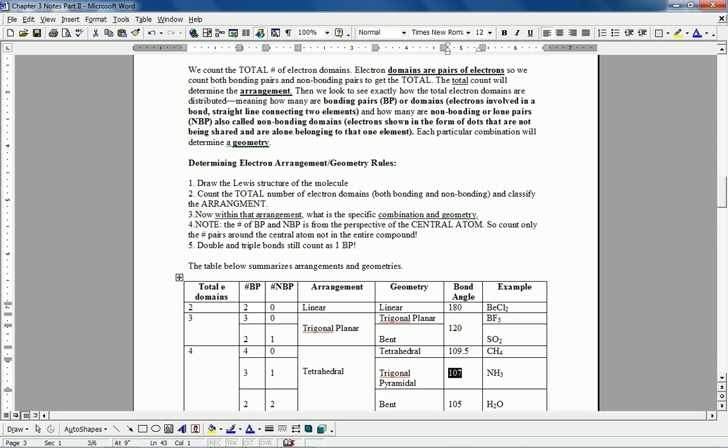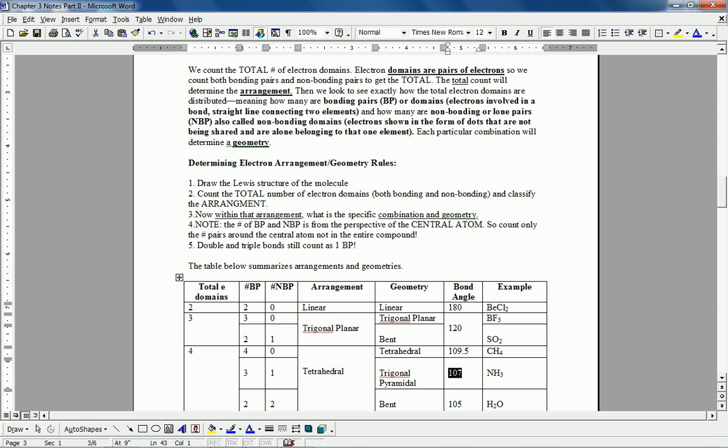Now the other thing I also wanted to point out is that the geometry is about the central atom, but also when you look at the central atom and it has multiple bonds, meaning double or triple bonds, they still count as only one domain. And that's why we call them electron domains and not necessarily pairs in the VSEPR model.